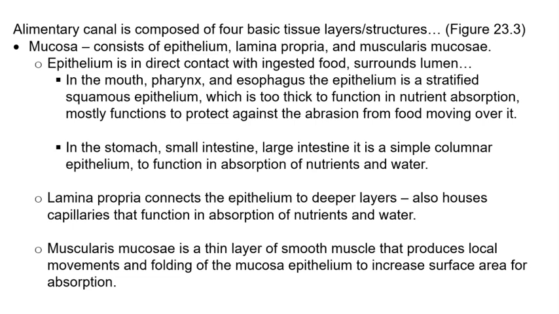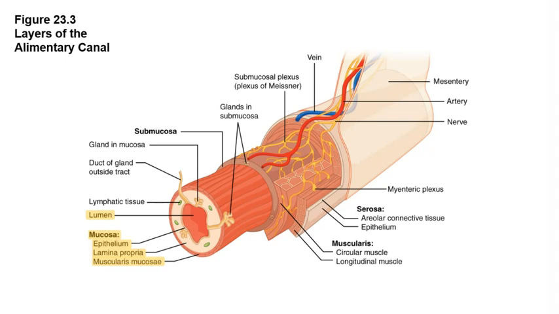In the stomach, the small intestine, and the large intestine, the epithelium is a simple columnar epithelium, which functions in the absorption of nutrients and water. The lamina propria connects the epithelium to deeper layers, and it also contains dense capillary networks that function in absorption of nutrients and water. The muscularis mucosae is a thin layer of smooth muscle that produces local movements and folding of the mucosa epithelium in order to increase its surface area for absorption. In diagram 23.3, the lumen is surrounded by the epithelium of the mucosa, and deep to that epithelium is the lamina propria, followed by the muscularis mucosae.